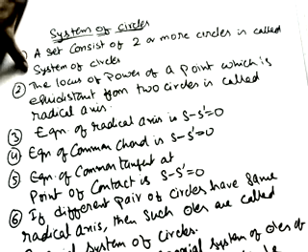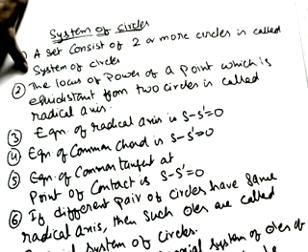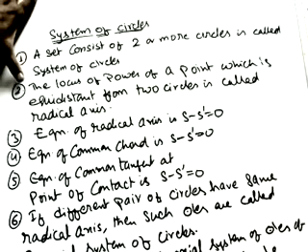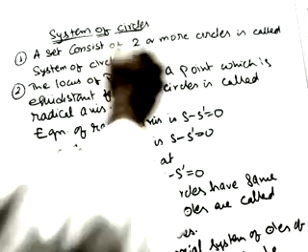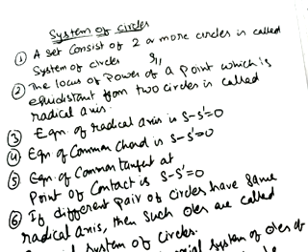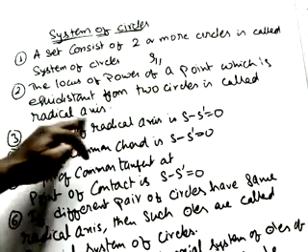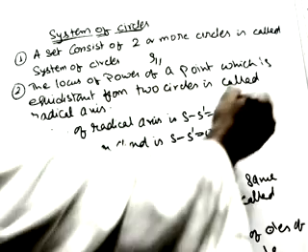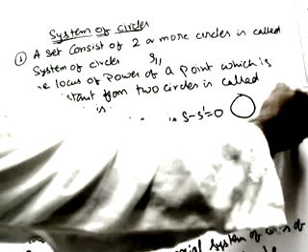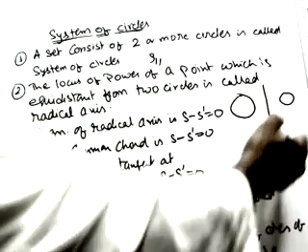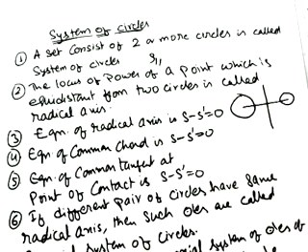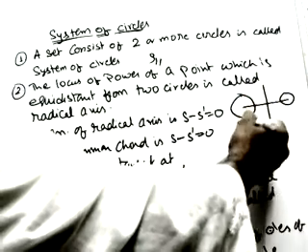A set of two or more circles is called a system of circles. Whenever we consider two or more circles, we say that it is a system of circles. The locus of a point whose power S11 is equidistant from two circles is called the radical axis. The radical axis is always perpendicular to the line of centers.